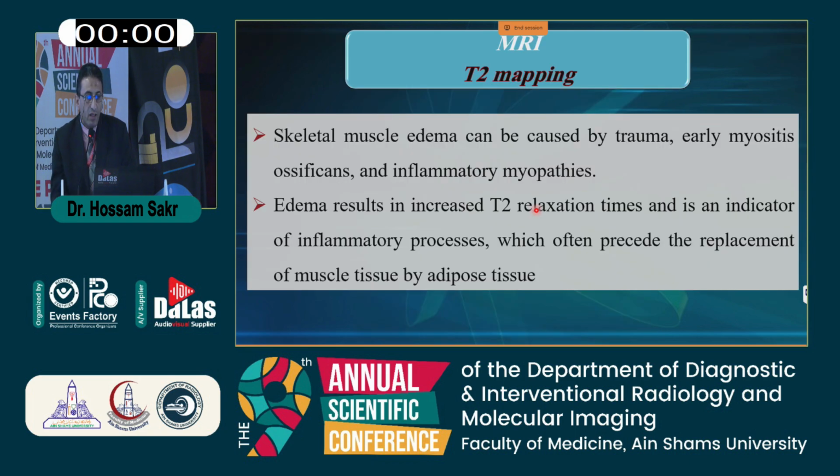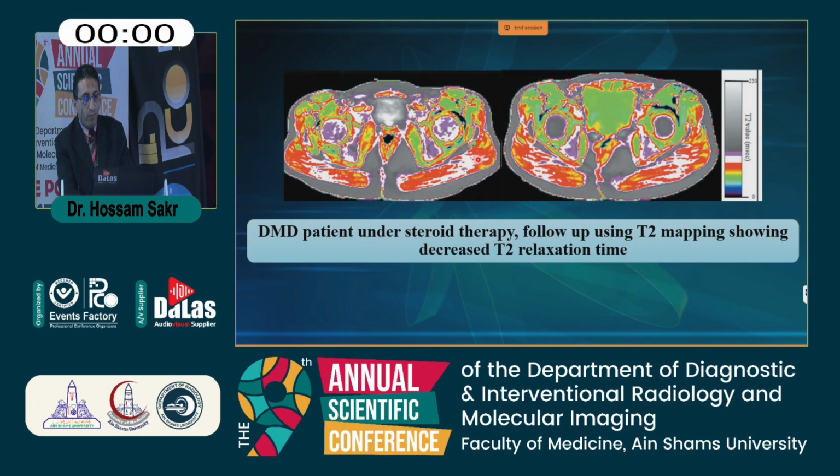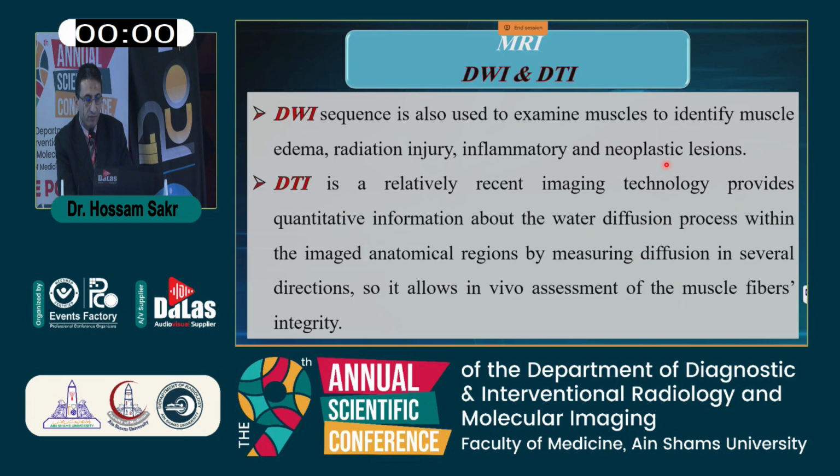T2 mapping. In T2 mapping, skeletal muscle edema can be caused by trauma, early myositis ossificans, and inflammatory myopathies. Edema results in increased T2 relaxation time, and it is an indicator of an inflammatory process which often proceeds to replacement by muscle fatty infiltration and replacement by adipose tissue. This is a T2 map and follow up after steroid therapy. This is the initial, and this is after steroid therapy, denoting decreased T2 relaxation time, which indicates improvement of the disease process.